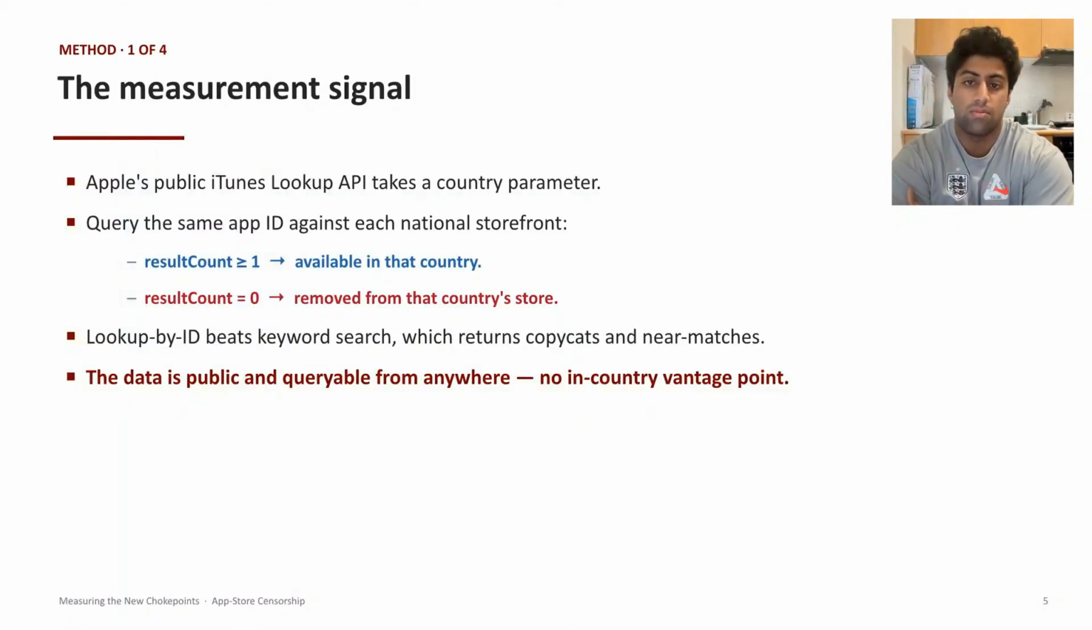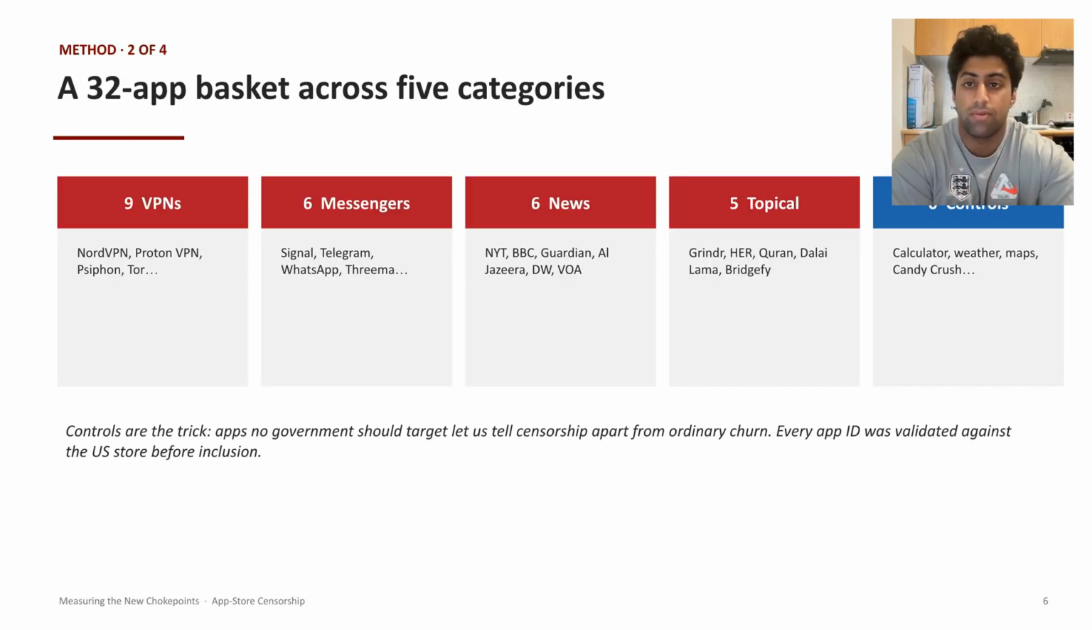Cool. So, how do you measure this? The nice thing is that the data is public. Apple has its own lookup API that takes a country parameter. We give it the app's ID and country code, and it tells us whether the app exists in that country's store or not. If the app is there, we get the result back. If it's been removed, we get an empty result for the exact same ID, and that contrast is basically our signal.